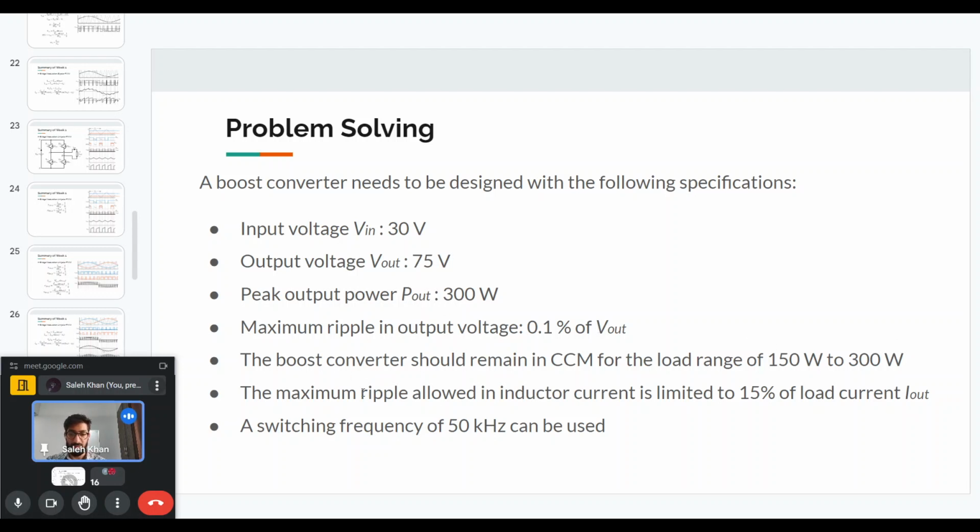The next specification is that the maximum ripple allowed in the inductor current is limited to 15% of the load current I out. And the switching frequency is 50 kilohertz.